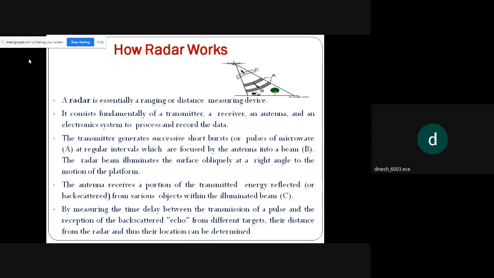See, an aircraft, not spacecraft, an aircraft is flying. So the antenna receives a portion of the transmitted energy that is reflected or backscattered from various objects within the illuminated beam. So C is your returned signal. By measuring the time delay between the transmission of a pulse and the reception of a backscattered echo from different targets, their distance from the radar and thus their location can be determined.